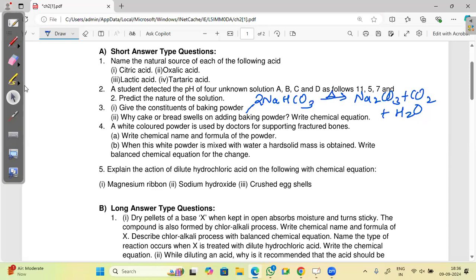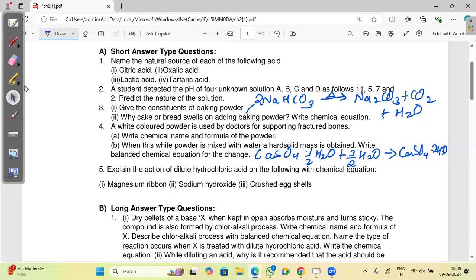Then when this white powder is mixed with water, a hard solid mass is obtained. Write the balanced chemical equation for the change. So for this one, you will have CaSO4 dot half H2O, plus 3 by 2 molecules of water. So you get CaSO4 dot 2H2O.